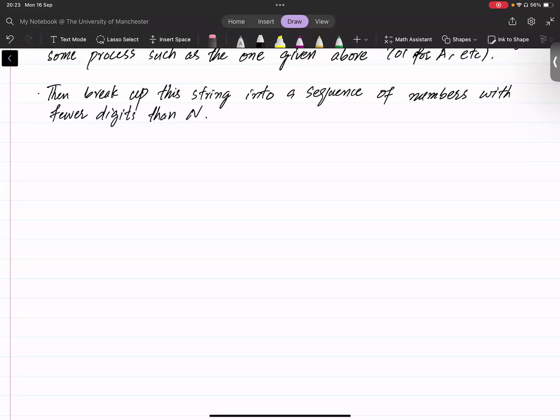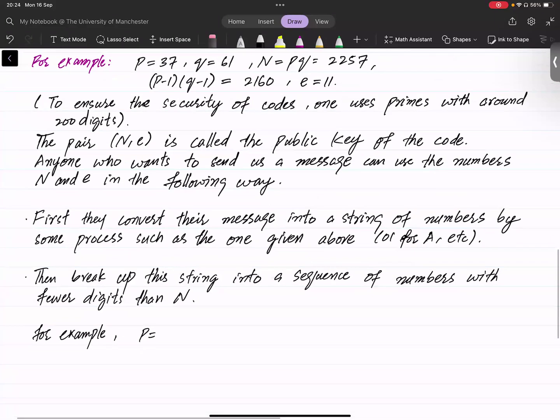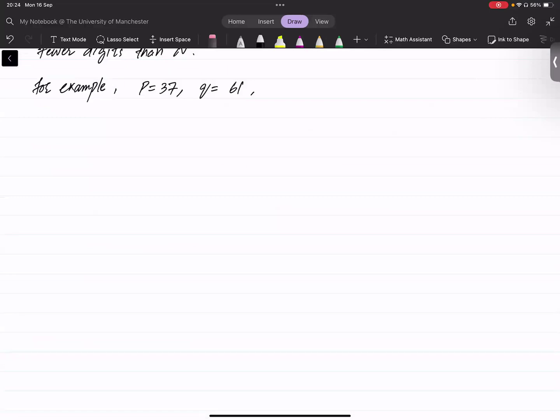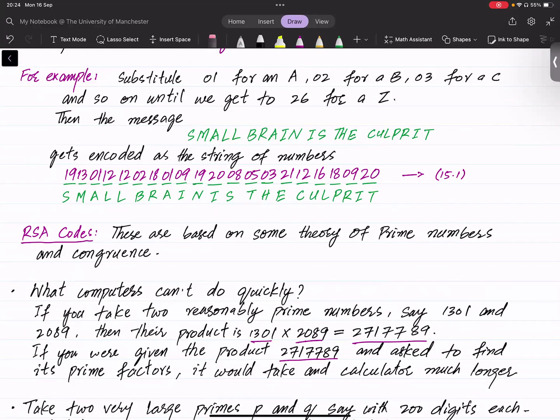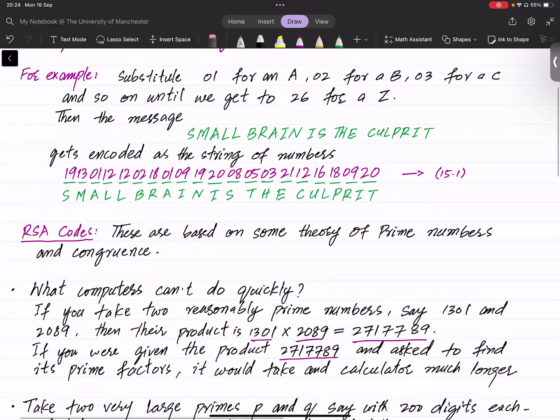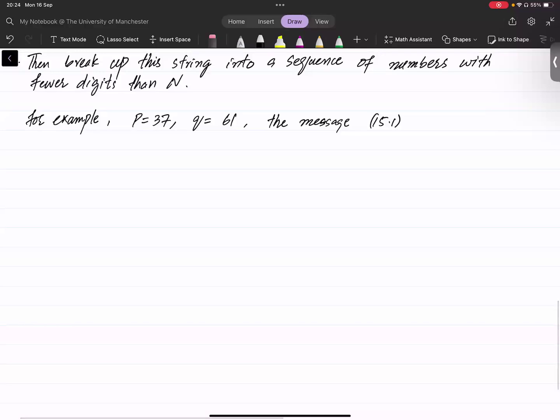For example, with P and Q as above, P is 37 and Q is 61, the message 15.1, that is this one, would be broken up as the sequence.